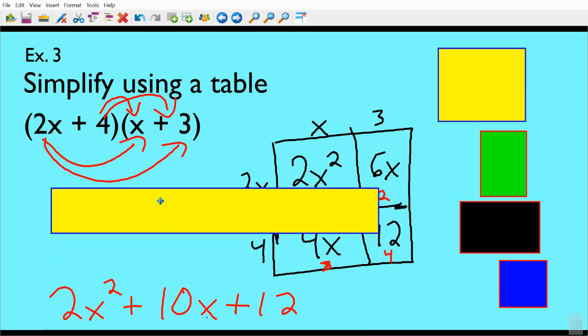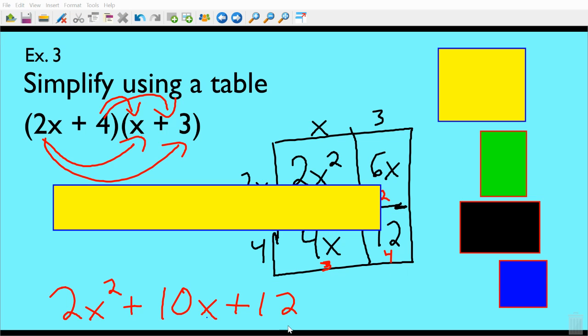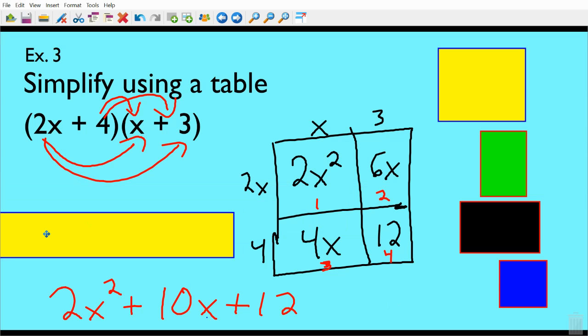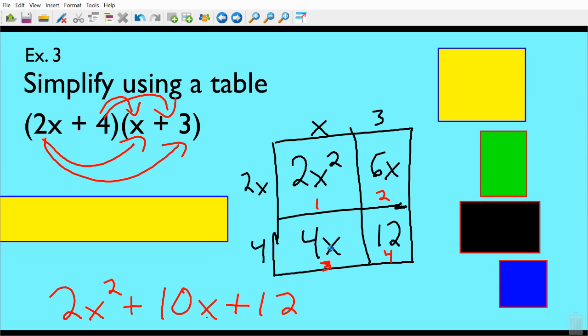So then the answer, okay, I got to move this so you can see. All right, the answer is 2x squared plus 10x plus 12. When I combine the sections, these two sections right here, they're combined together, and I get that right there simplified. So that's another way to look at that. It's the same thing we did in example 1. Again, just different ways to look at it.